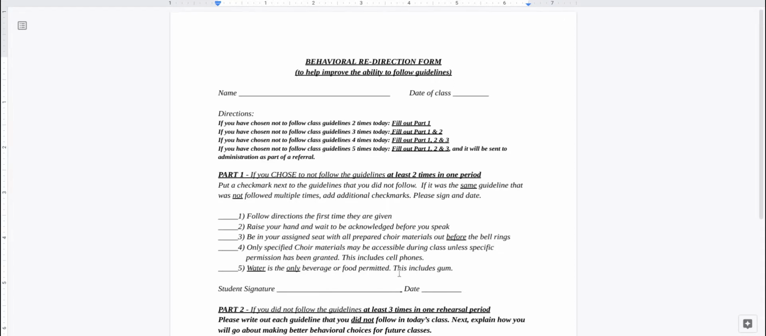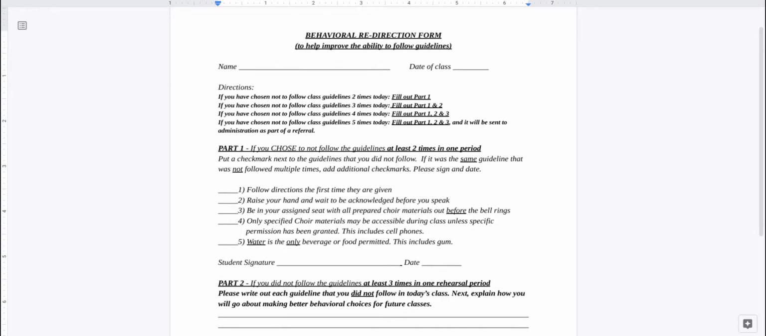This includes gum. So they fill that out and they sign it and they date it, so we know the date that this occurred and that they are acknowledging what they did not do, what guidelines they didn't follow. So I've handed this to them after the warning.